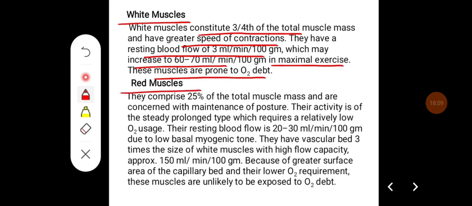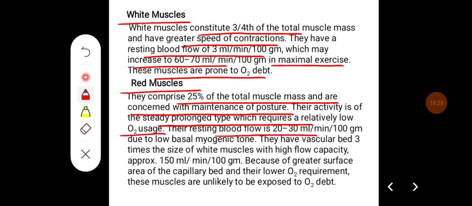Red muscles. They comprise 25% of the total muscle mass and are concerned with maintenance of posture. Their activities are steady and prolonged, which requires relatively low oxygen usage.